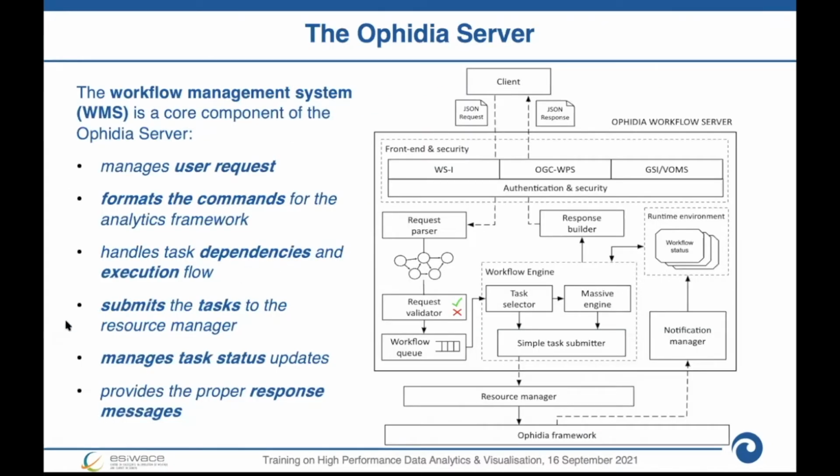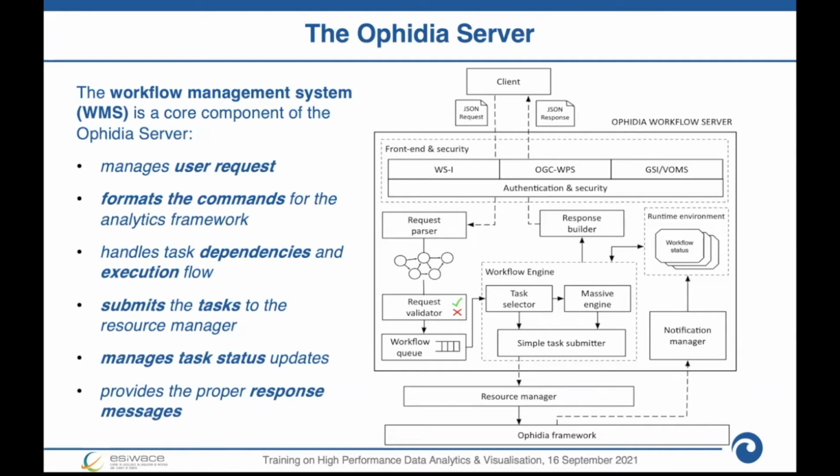So I said the workflow management system is part of the Ophidia server, and is the key component responsible for managing the workflow execution. Here we can see an in-depth view of the Ophidia server internals and the main components which are related to the workflow management, which are shown in the central part of this diagram. So the workflow management system takes care of parsing and validating the workflow requests. It substitutes the parameters at runtime, prepares the commands to be executed, and schedules the execution, actually their submission and execution on the resource managers. And this is done according to the dependencies specified in the JSON request.